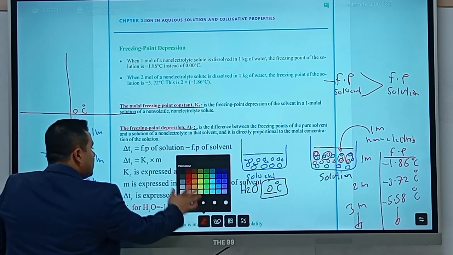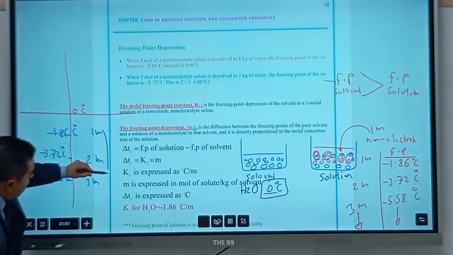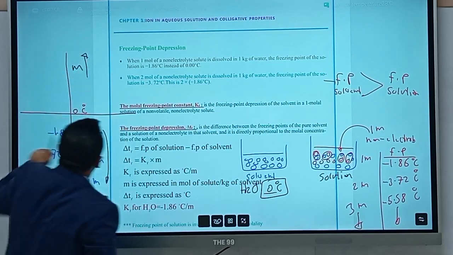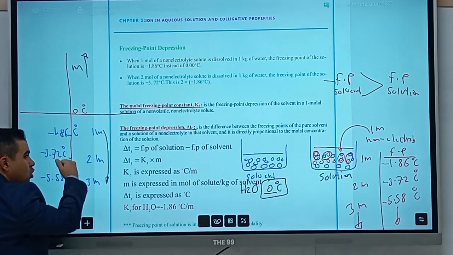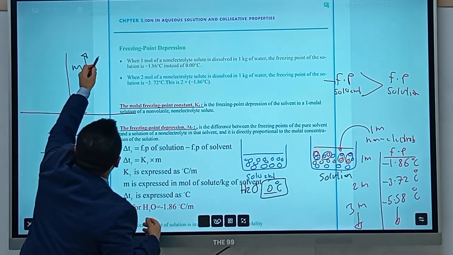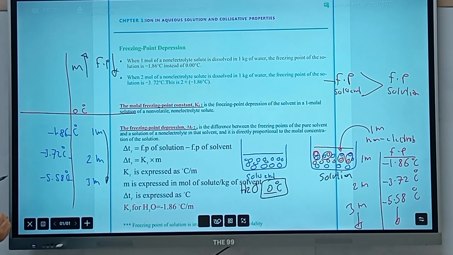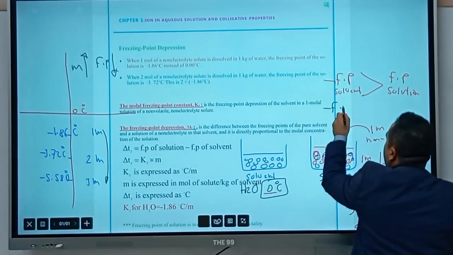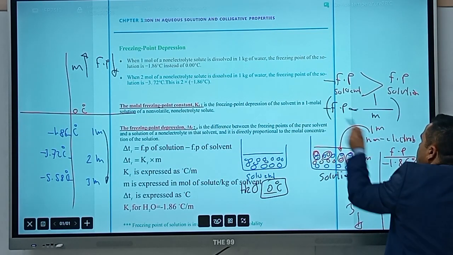Guys, note that, let us conclude another relation. As we add more molality, so as molality increases, what happens to the freezing point? It becomes much lower. So the freezing point is lowered. And we can conclude another relation: the freezing point, guys, is inversely proportional to the molality, which is the concentration.